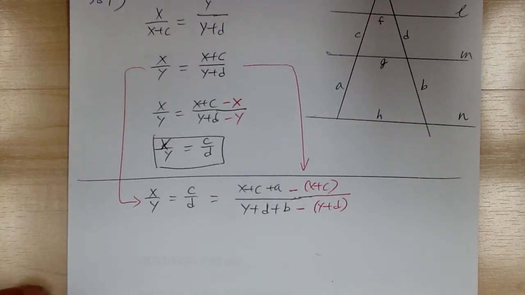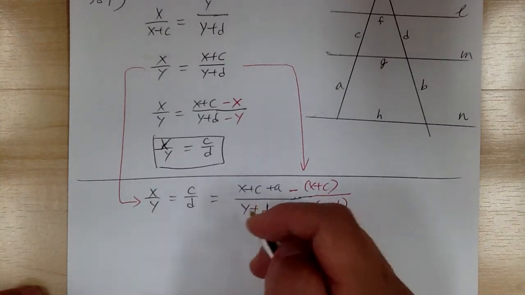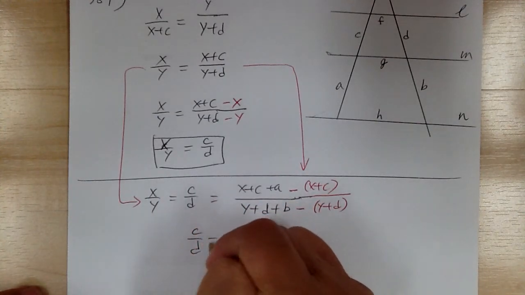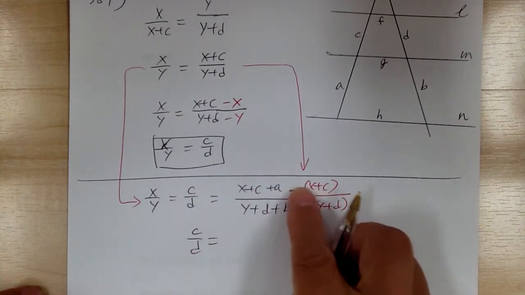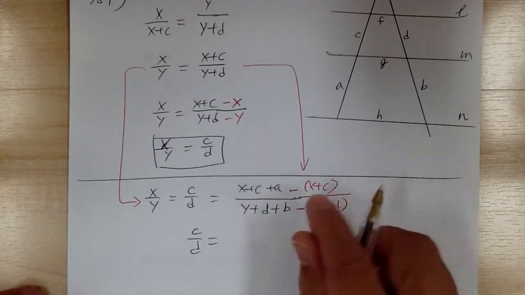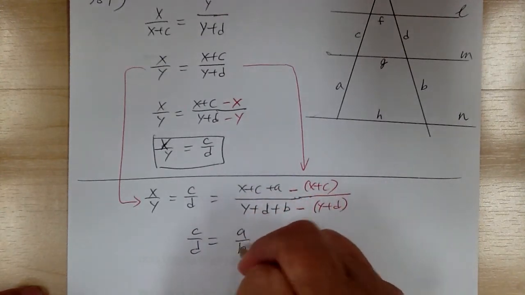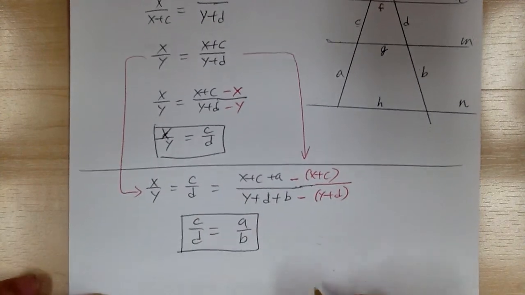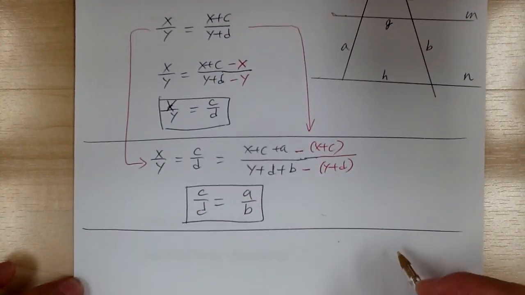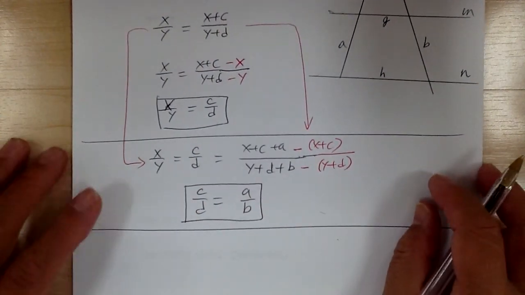Okay. And so from here, I got c over d equal to, I'm just lining it up, and all of this will cancel out. Okay, so it's equal to a over b. Okay, and that's it for that part. Okay, now let's go and do the next part.